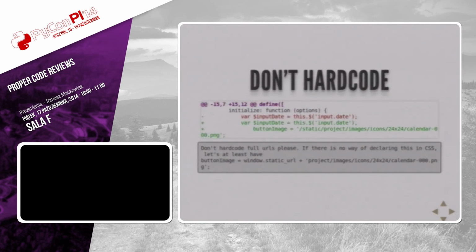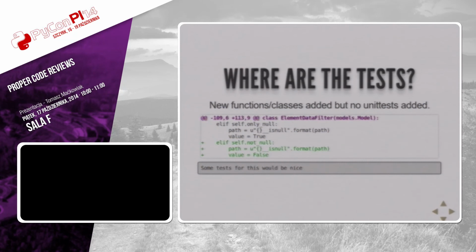Some other stuff is when people try to hard code stuff into the code. Here, for example, is like a full path to an image, and of course the static prefix is configurable in Django. You can change that by using the settings file. So putting that into your code is not really good practice, as this can be changed. Also, this is stuff that not everybody can spot.